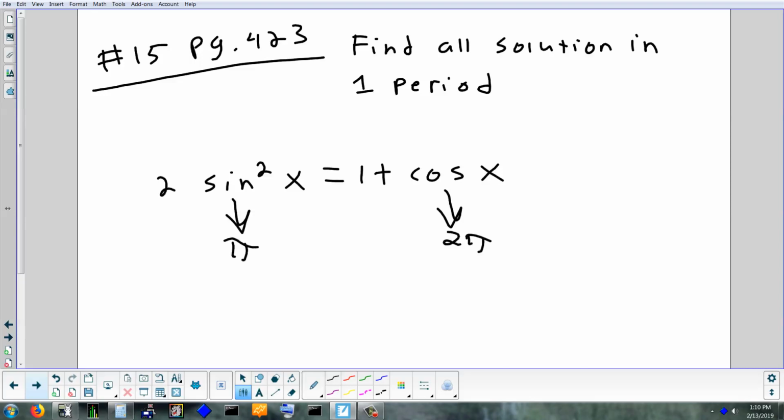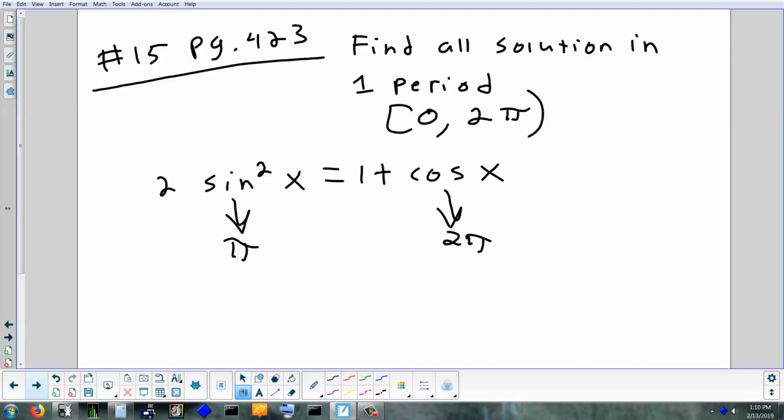Least common multiple of pi and 2 pi is what? What is it? 2 pi. Right. Least common multiple of 1 and 2 is 2. Okay. Least common multiple can't be smaller than any of the individual ones. So it's 2 pi. So what they're really saying is find all solutions between 0 and 2 pi.